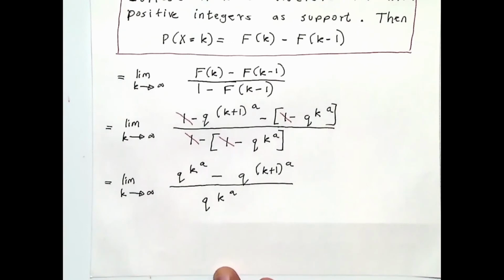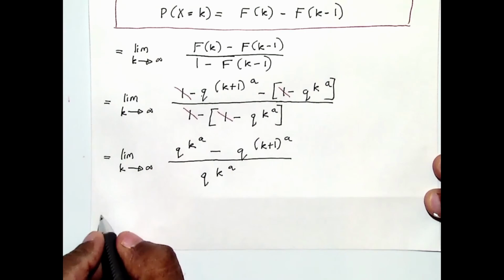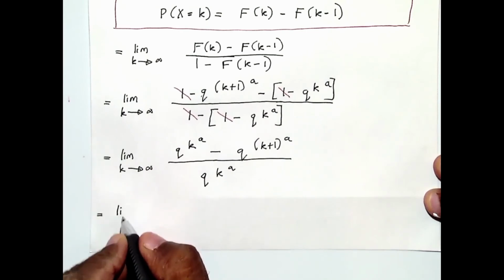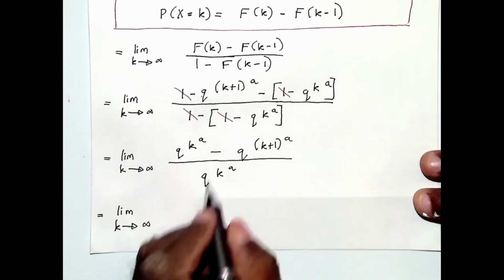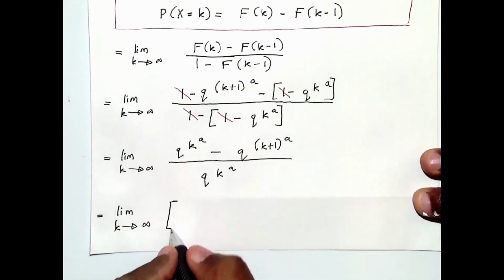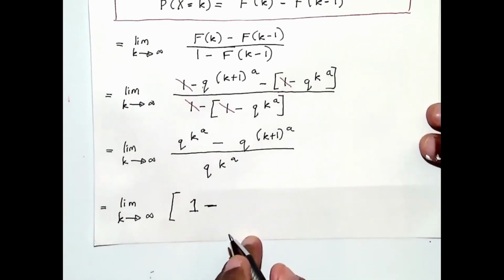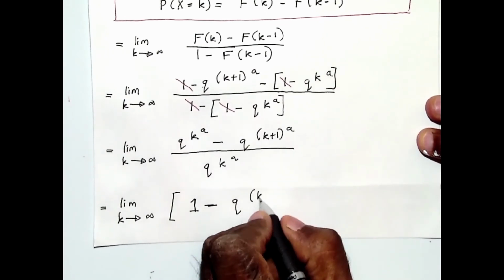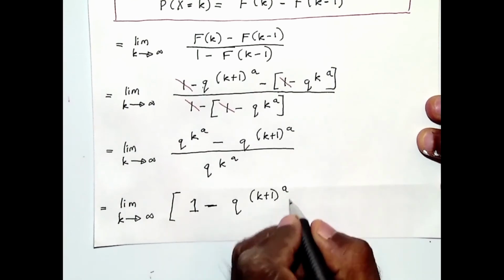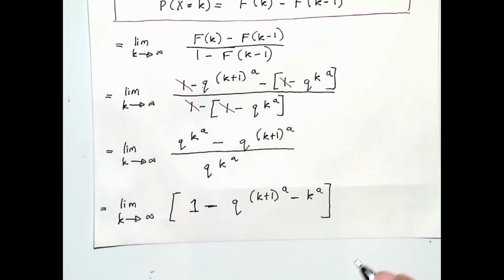Okay. All right, now let's divide by the denominator. So you get the limit as k goes to infinity. This divided by this is 1. Okay. And this divided by this is q. Okay, right. So the next page.